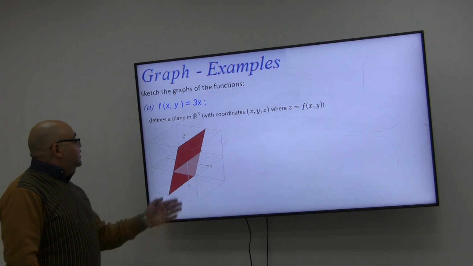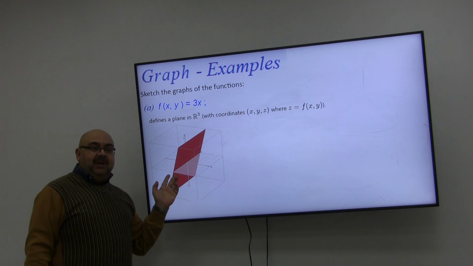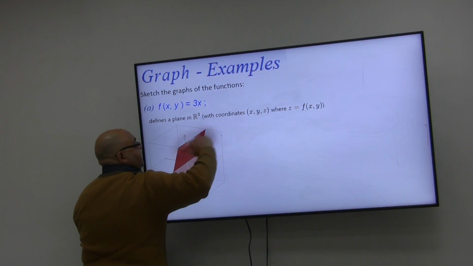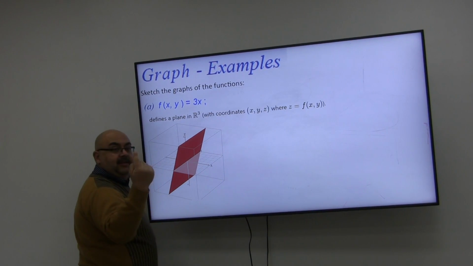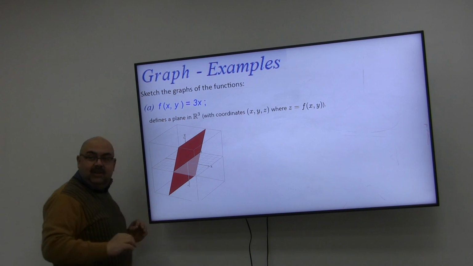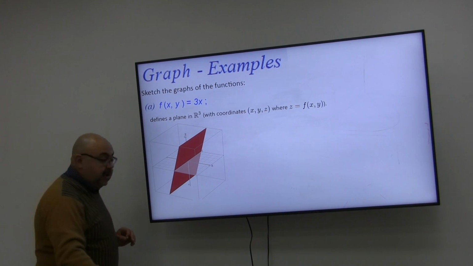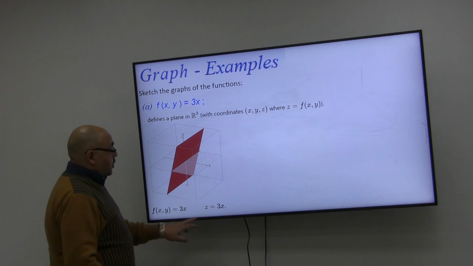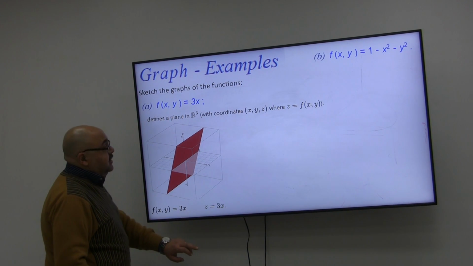All of this makes sense. That's the shape of z equals 3x. If I cut it at z equal to a certain value, I will cut through a straight line. It will appear to you as a straight line. Do you remember? Okay.